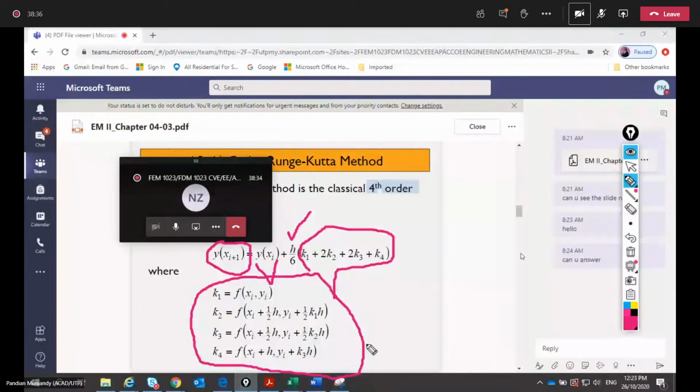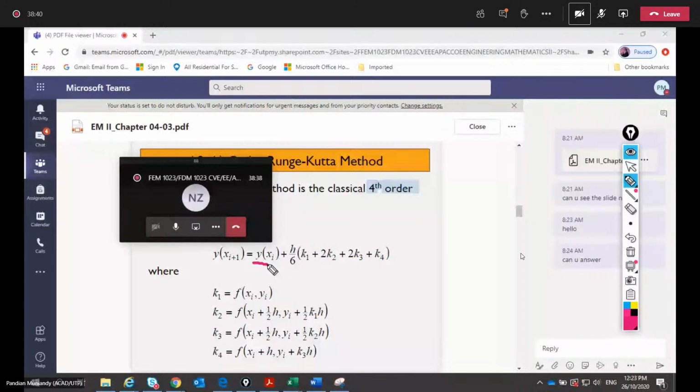So what is the meaning of this equation, class? This is the previous output. This is the current output, the new output. The xi is the old input. xi plus 1 is the new input. xi is the old input. y(xi+1) is the current output. y(xi) is the old output.